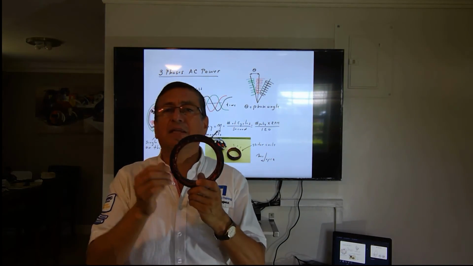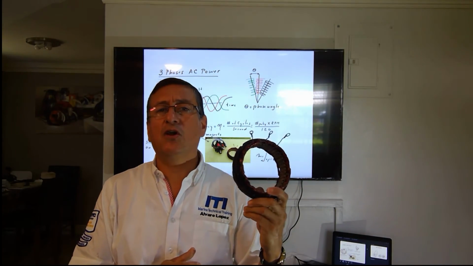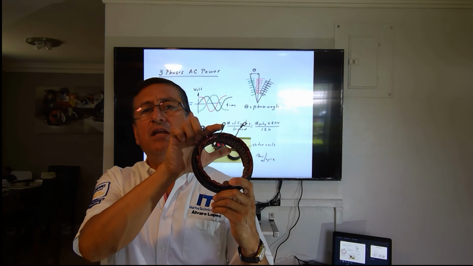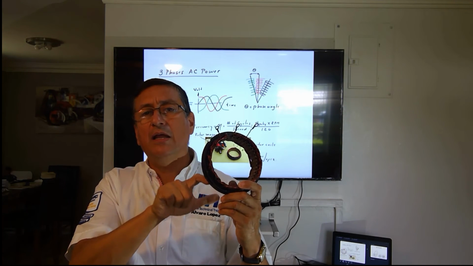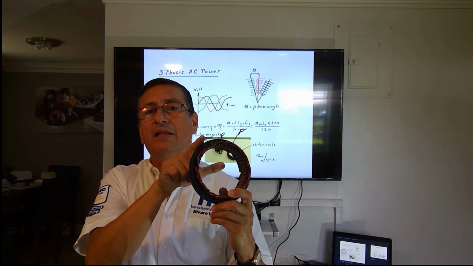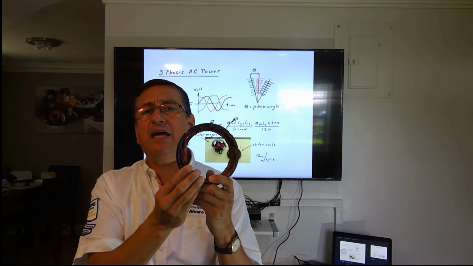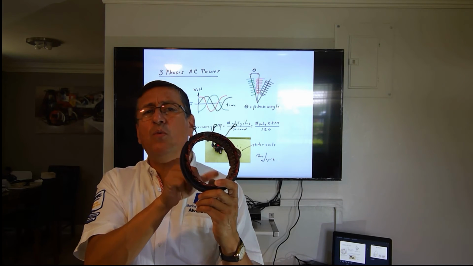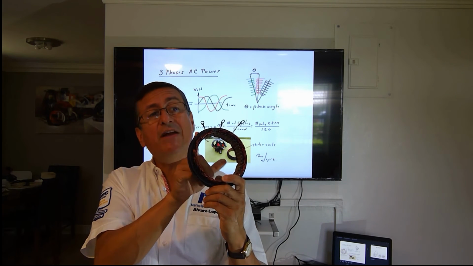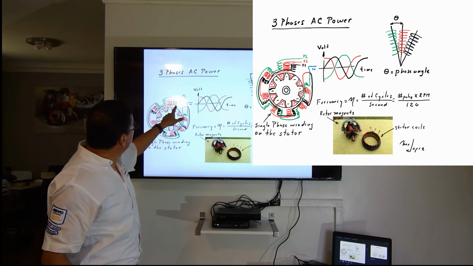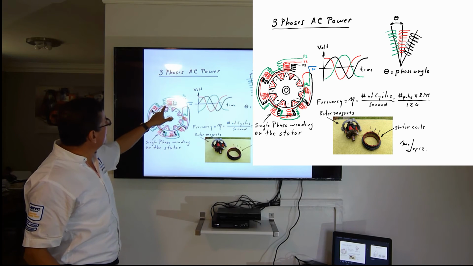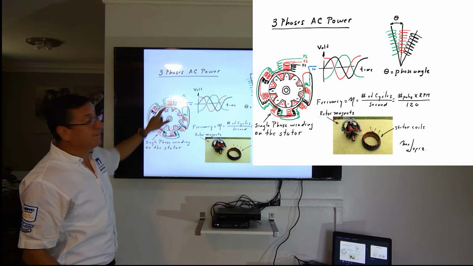Okay, suppose that this is a single phase coil. I have the hot, the ground, and the neutral. This is the beginning of the coil, and this is the end of the coil. That's the hot and the neutral. Suppose that I have a stator not with one phase. This is one phase. I have a stator with 3 phases.